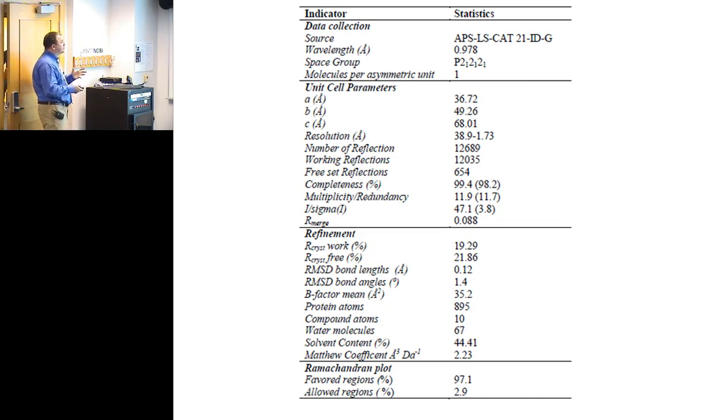Overall, when we refine the structure, we found that the favored regions for the Ramachandran plot for the dihedral torsion angles is quite good, and there are a few in the allowable regions, and they have to do with some loops that we had difficulties modeling. But overall, this is a very good data set. It's complete, and it has high signal to noise.